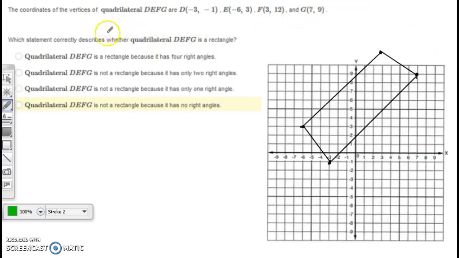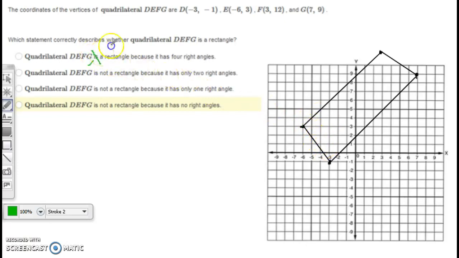All right, and then the last one, we're given the coordinates of a quadrilateral. We're not given the graph. You don't have to graph it. Again, I just like to graph it. So when I graph it, my first gut reaction is that this is not a rectangle. Like if I look down here, this does not look like a 90-degree angle. This doesn't look like a 90-degree angle. It just doesn't quite look right.